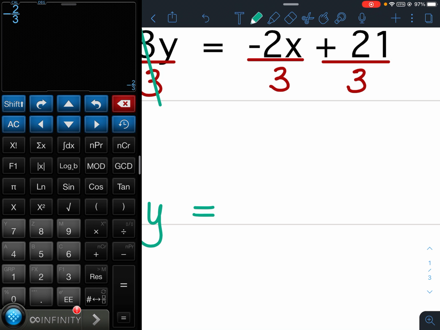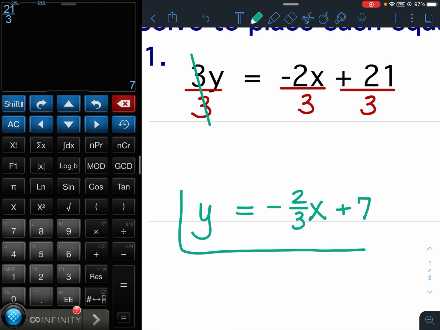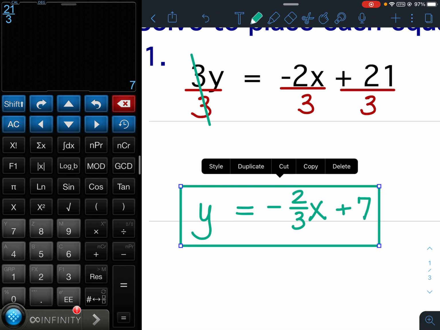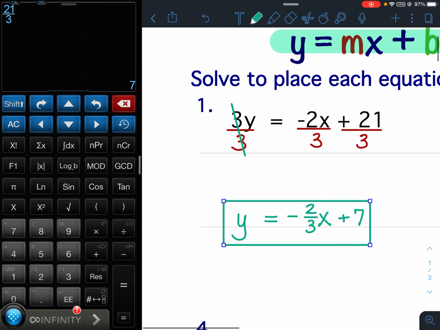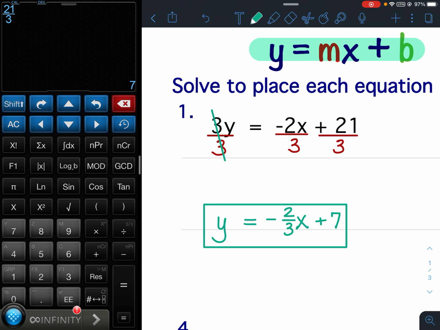-2/3 x. And now I'm going to do 21 over 3. Hit enter. And that is +7. Since it's +7, I put +7. So the equation in problem number 1, put into slope-intercept form, is y equals -2/3 x plus 7. Pause your video, make sure you have all of that written down.